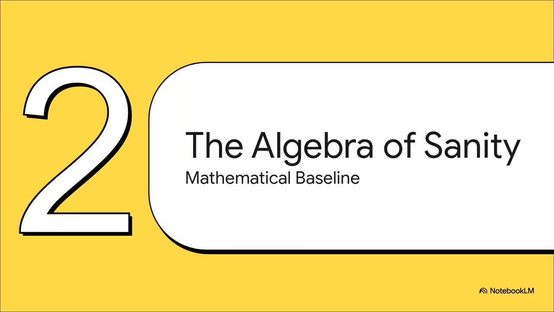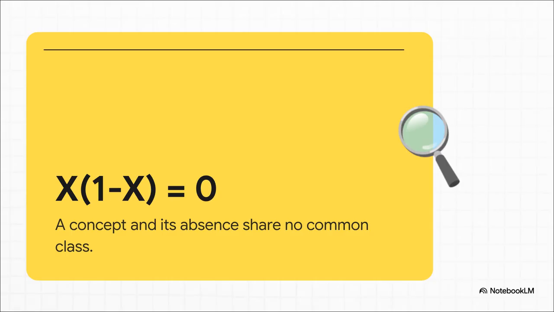Moving on to Section 2, the algebra of sanity, let's establish our mathematical baseline. Dennis Stevens did something totally radical here. He treated the mind exactly like a physics engine, and the crucial mathematical baseline for that engine is this equation: x times (1 minus x) equals 0. In the algebra of classes, this is the Boolean axiom stating that a concept and its complete absence share absolutely no common class. They literally do not overlap.